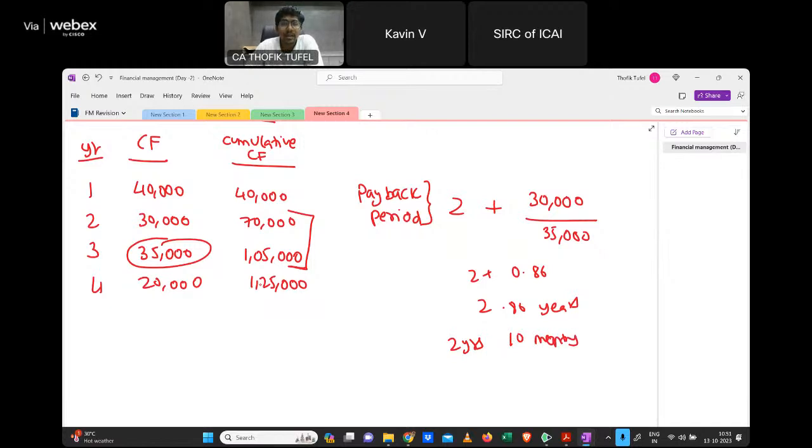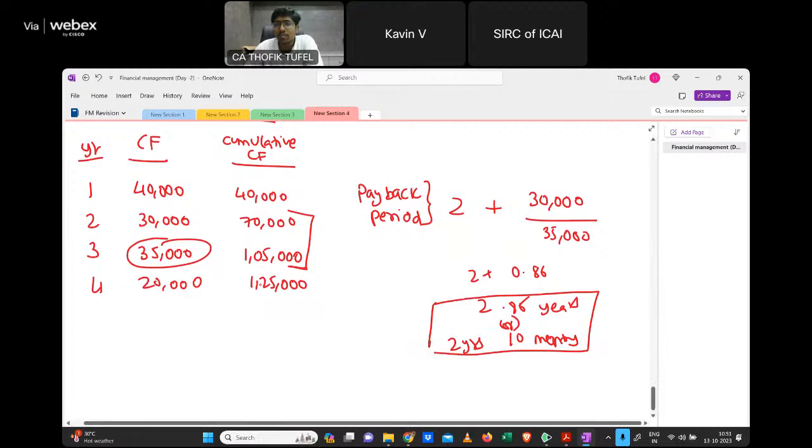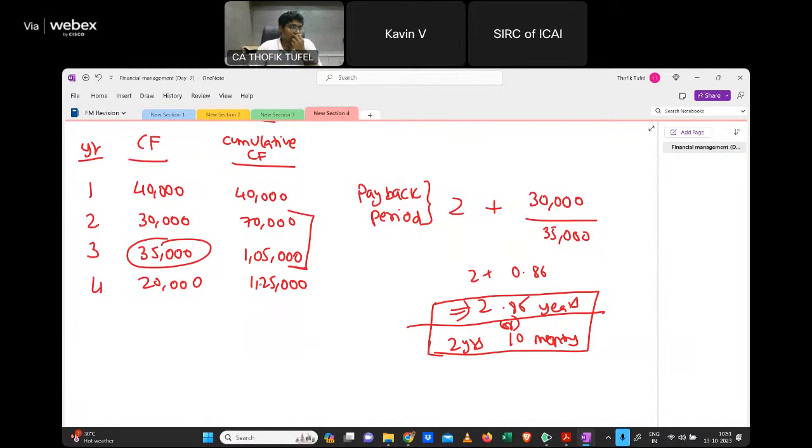Either you can write the answer 2.86 years, or you can also write 2 years 10 months, or you can write both. It is better you stop it here because the institute stops here. But conceptually it is better to write in months. So you write both, but it is not an issue. 2.86 years or 2 years and 10 months.